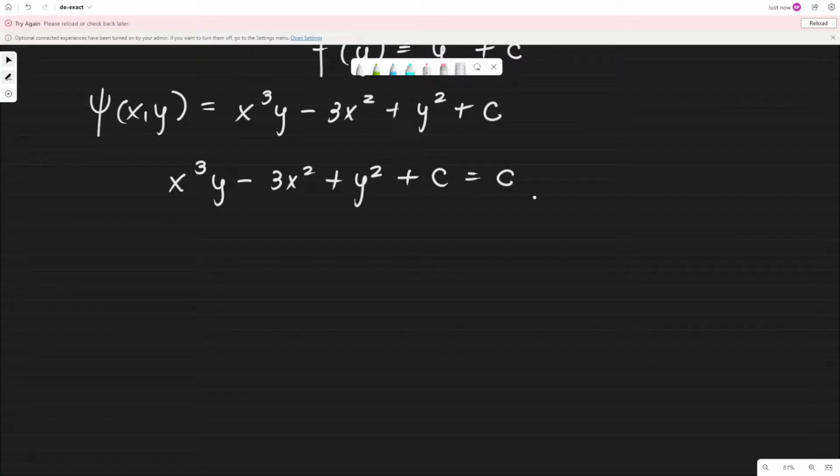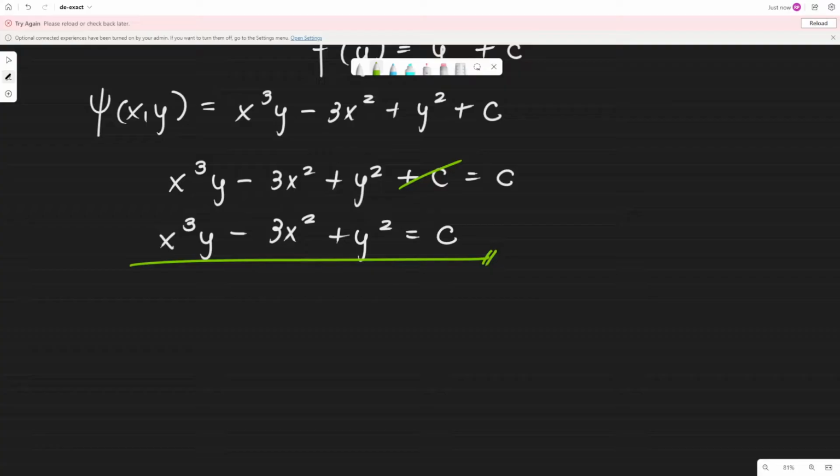Since we have two arbitrary constants and kapag pinag-combine natin sila will just yield to another arbitrary constant, we can actually cancel one arbitrary constant. So, therefore, our solution to the differential equation is x cubed y minus 3x squared plus y squared is equal to c. So, this is the solution to the differential equation. Okay? So, chicken ba? Ayan, I hope chicken. So, madali lang naman to, basta marunong kayong mag-partial derivative.